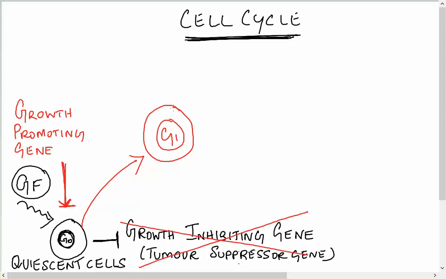For that, the first thing they have to do is synthesize the DNA. Once they enter the cell cycle at G1, they go to the stage called S stage, that is synthesis of the DNA. Synthesis of DNA is a very important event, because the DNA determines the fate of the cell.